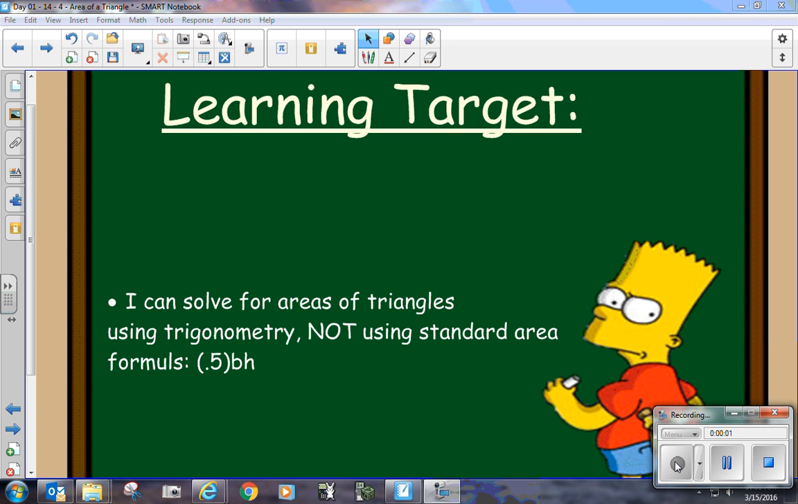Today's learning target: I can solve for areas of triangles using trigonometry, not using the standard formula of 1/2 times base times height. All right? We're going to use trig this time.